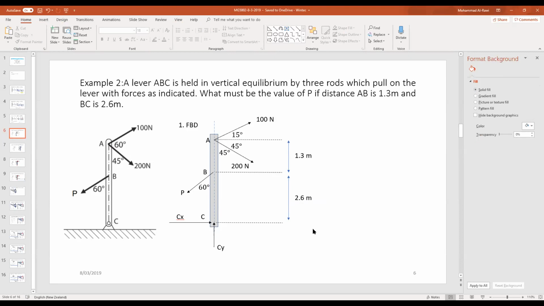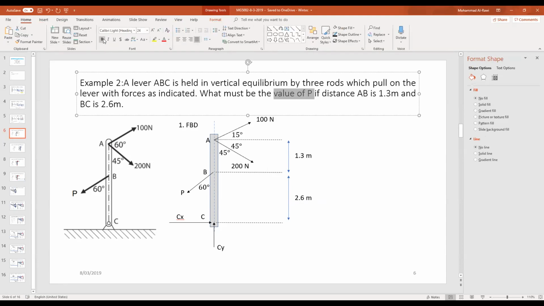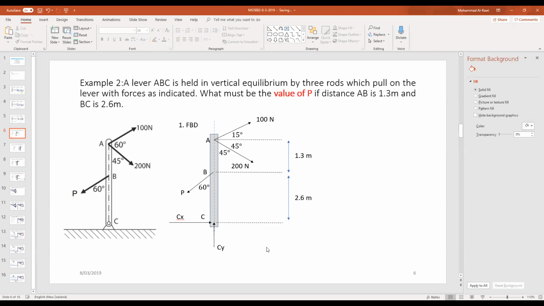If we finish from the free body diagram, then the second step, we try to find the value of that force acting at 60 degrees in that direction. So I'll highlight it in red to understand what we're trying to find. What must be the value of P? This is a really interesting question because it has a lot of understanding. Now, the easy way to solve it is taking the non-concurrent forces method theory and trying to solve this example.